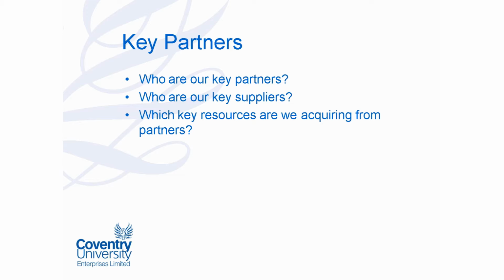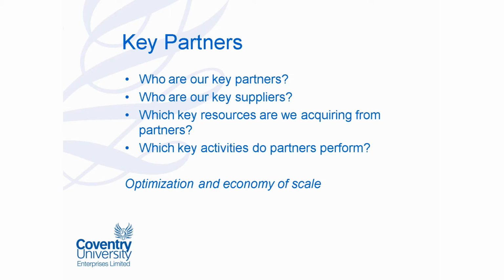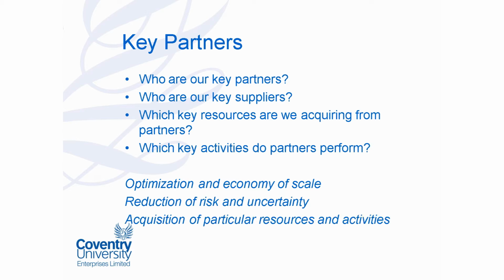and what key activities they're performing on your behalf. So if you were distributing through Amazon, for example, or through logistics, they would be essential to the business success that you would achieve. They're all about optimisation and economy of scale. They're about reducing risk and uncertainty, and they're about the acquisition of perhaps resources and activities that you don't want to do. Okay, so those are partners.